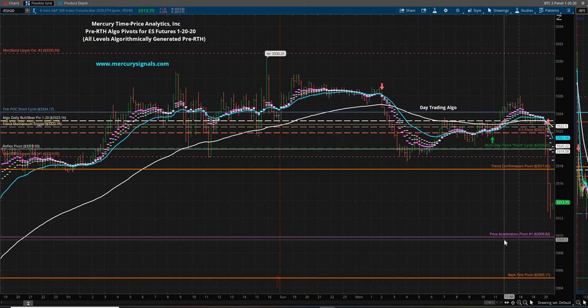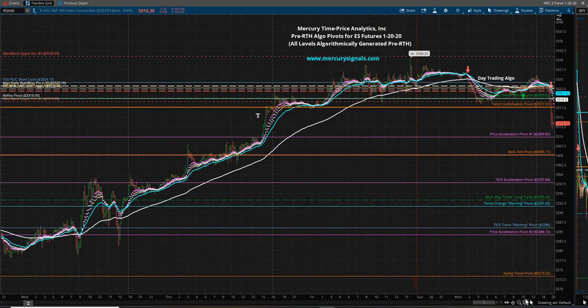Now these price acceleration pivots, the first time you go down into them, you'll typically get a bounce, especially when they're this far away from the intraday trading range. Down below that, you've got our backtest pivot at 33.05. And these update every morning. The tick acceleration pivot at 32.97. So these descriptive names for these algo pivots are updated every morning when we run the algo.